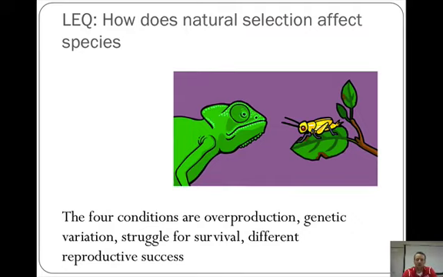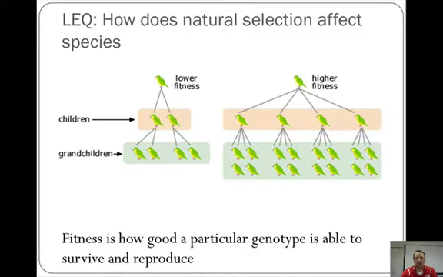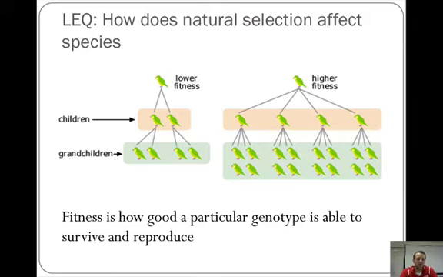And then we kind of hit on fitness, and it's similar to natural selection in the sense of the idea behind it, but fitness is just how well a particular genotype is able to survive and reproduce. So think about this picture here. We have this one bird who has a higher fitness and the one bird with the lower fitness.